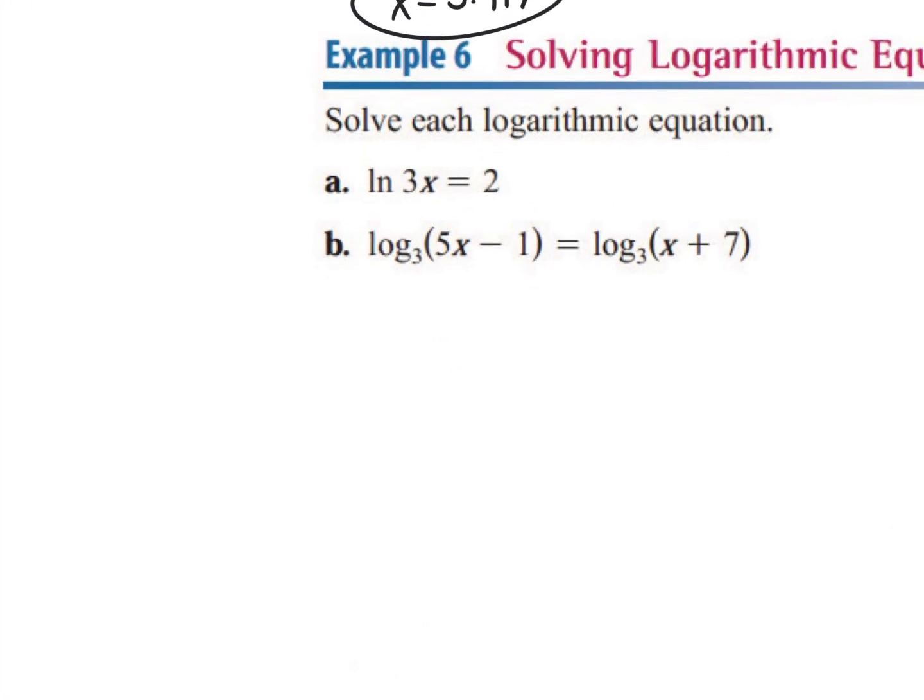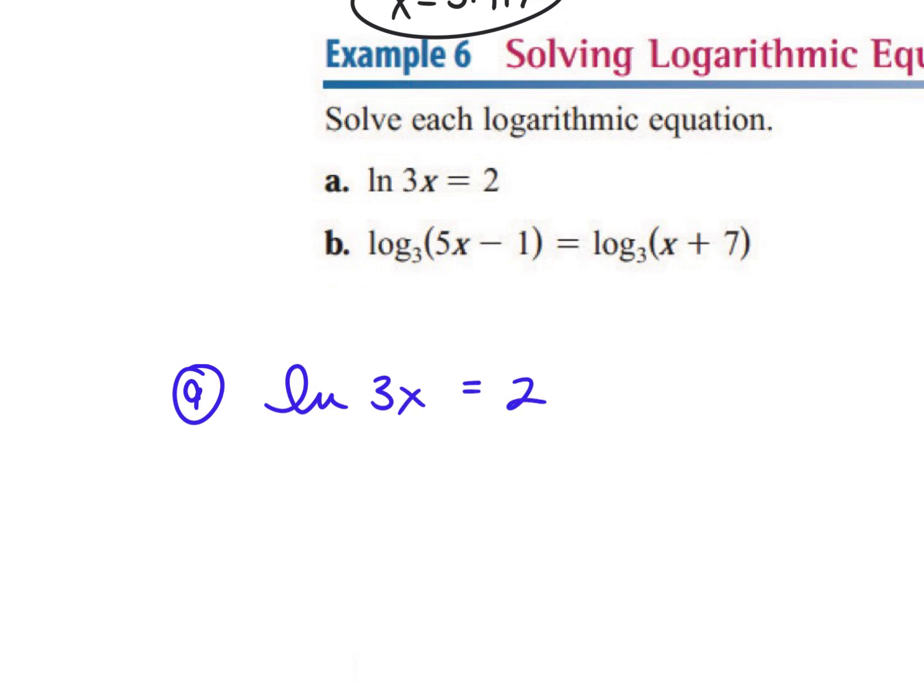Let's look at A here. It says ln of 3x equals 2. Guys, notice where the 3 is. Is the 3 out in front being multiplied? No, it's part of the natural log. That's why I like to highlight it here. You can't divide both sides by 3 or anything like that. The 3 is in between the natural log and the x, so it's together, it's stuck there.